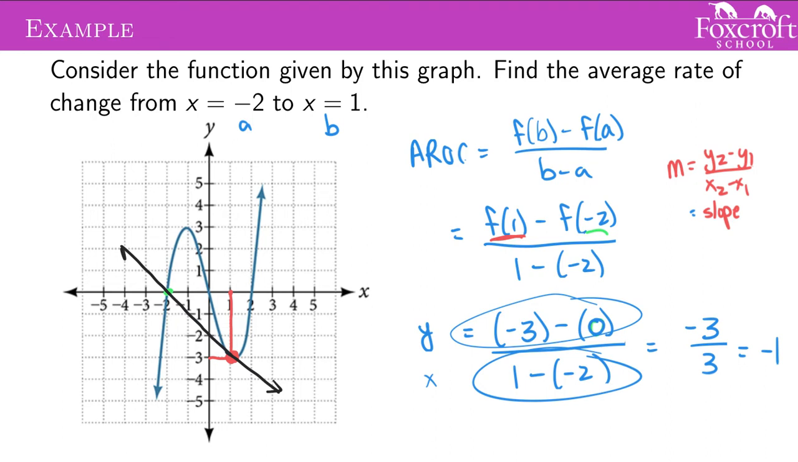So the slope of that line should be -1, and we can see it is because you go down 1 over 1, down 1 over 1, down 1 over 1. This is a way that you can remember the average rate of change formula without thinking about it as a completely new formula out of left field. Really, it's just the slope formula rewritten in a function notation format.